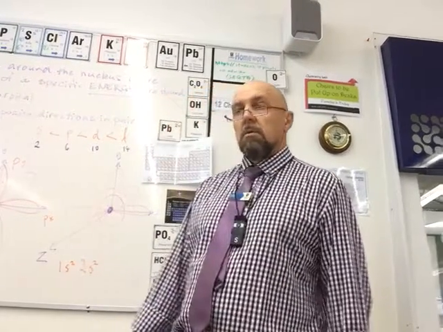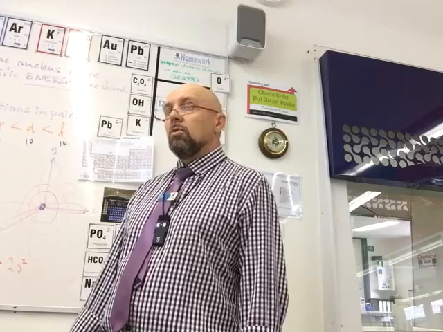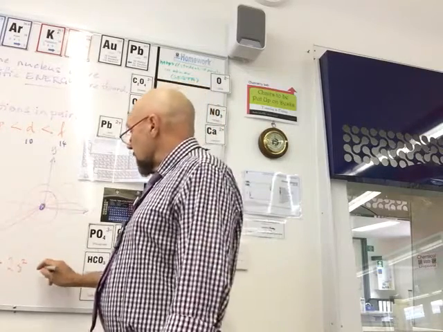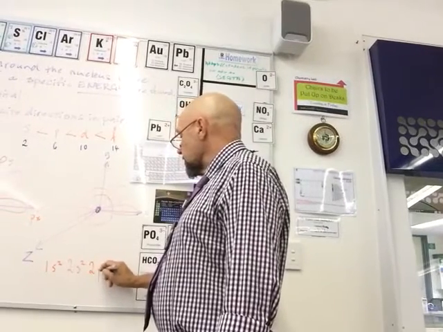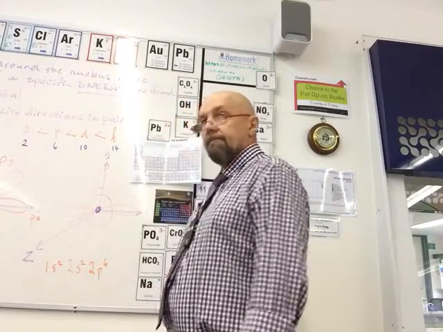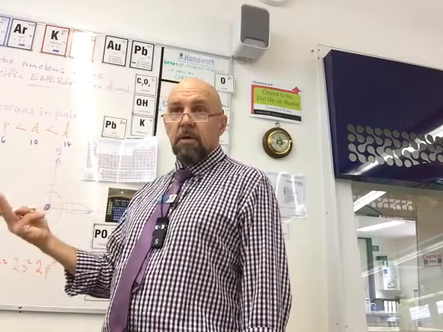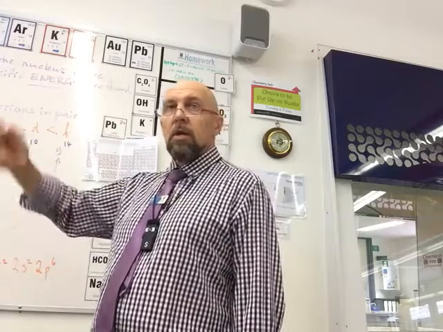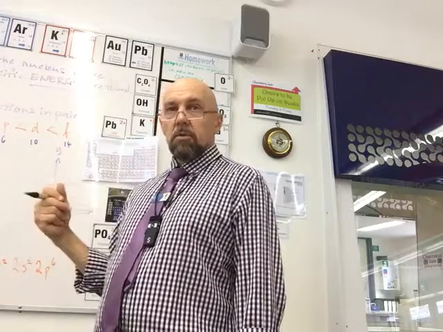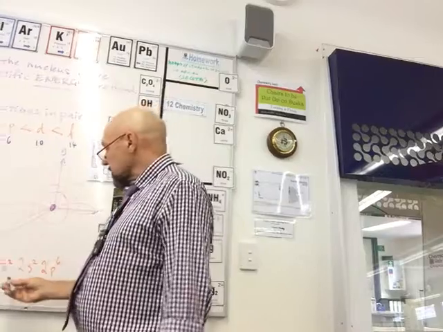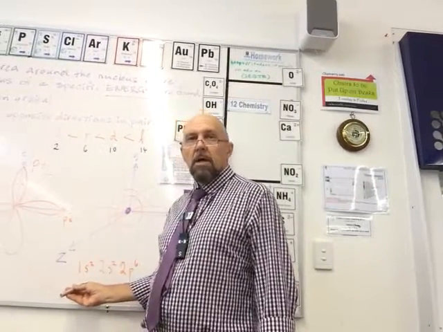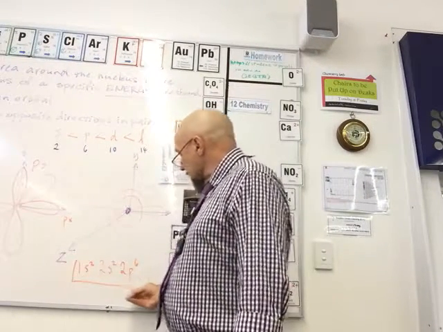2s2. Subshell number 2. I'll show you how that relates to the shells over here in a minute. And then we would have 2p6. Subshell number 2, if it's filled, 3 p orbitals, 2 in each one, all filled. So this idea here is what we are working our way towards.